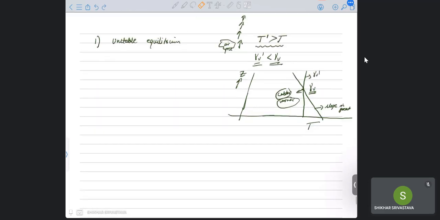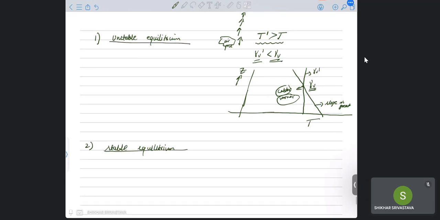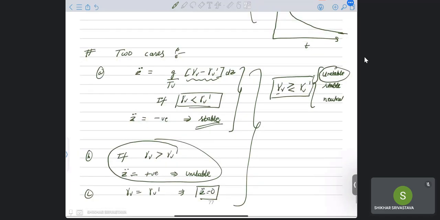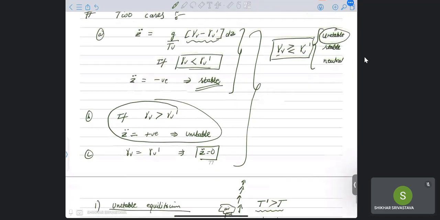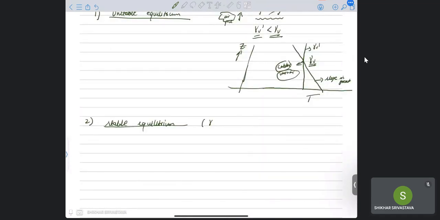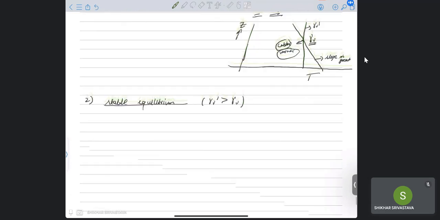And since the parcel is warmer than its environment, it will keep rising. So, the second case is about stable equilibrium. For stable equilibrium, we saw that gamma v dash, the lapse rate of the parcel, should be greater than gamma v. Gamma v dash is greater than gamma v. This is for the stable case.